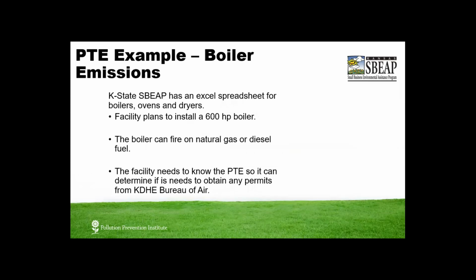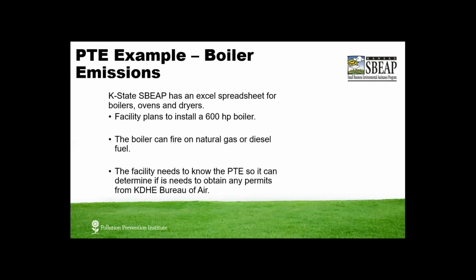Let's look at an example. When evaluating the PTE of a boiler, you will need to identify the fuel that will be fired and the maximum heat rating for the boiler per the manufacturer. So if the boiler can burn both natural gas and fuel oil, you will assume for PTE purposes that the boiler will fire the most polluting fuel year-round, which would be the fuel oil. In this example, we will calculate the PTE based on 600 horsepower at 8,760 hours per year.